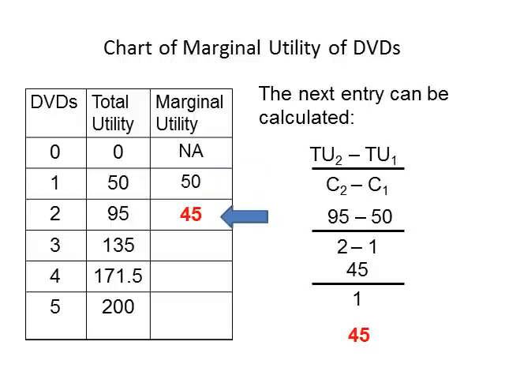Next, write down the formula for the marginal utility. This time we're going to substitute the values in one row down. So we're going to substitute in for TU2, 95, TU1 is 50, C2 is 2, C1 is 1. Next, we'll do the subtractions, which gives 45 in the numerator and 1 in the denominator. Divide the numerator, 45, by the denominator, 1, which is equal to 45. We're going to put 45 into the third row of the marginal utility column.